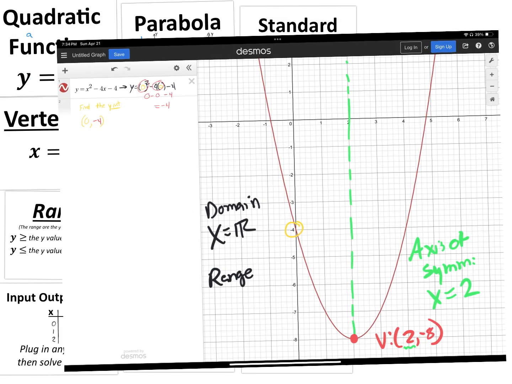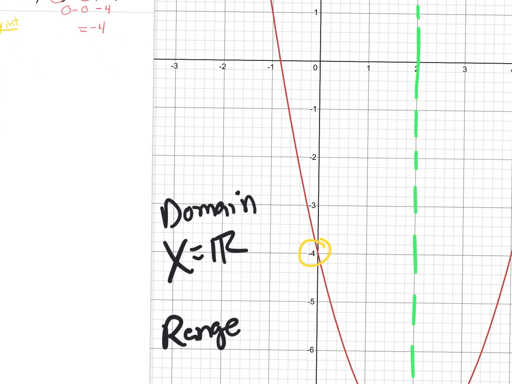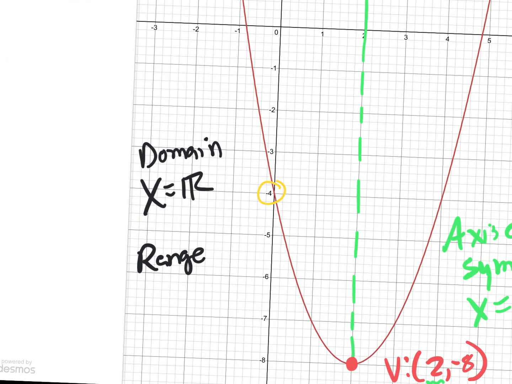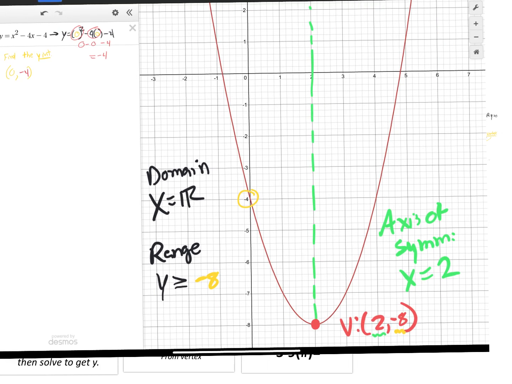and even if you didn't see that, you know that the a value is positive, which means that it's opening up. That means that the range is going to be y has to be greater than or equal to a certain y value. Now visually you see that it's at the lowest y value of -8 and above, so y is greater than or equal to -8. Or like we just said, the range is dealing with the y value of the vertex, which would be y is greater than or equal to -8. So once again, just to reiterate, the axis of symmetry comes from the x value of the vertex. The range comes from the y value of the vertex.